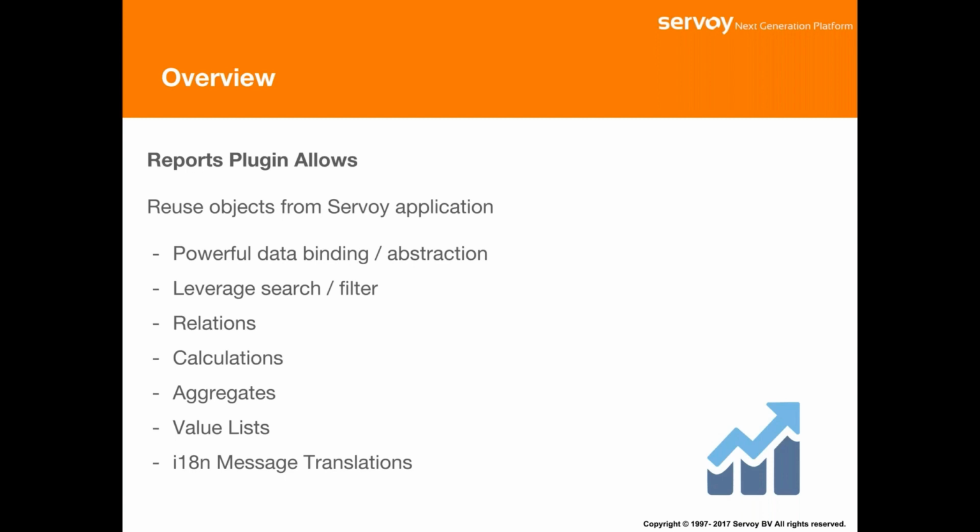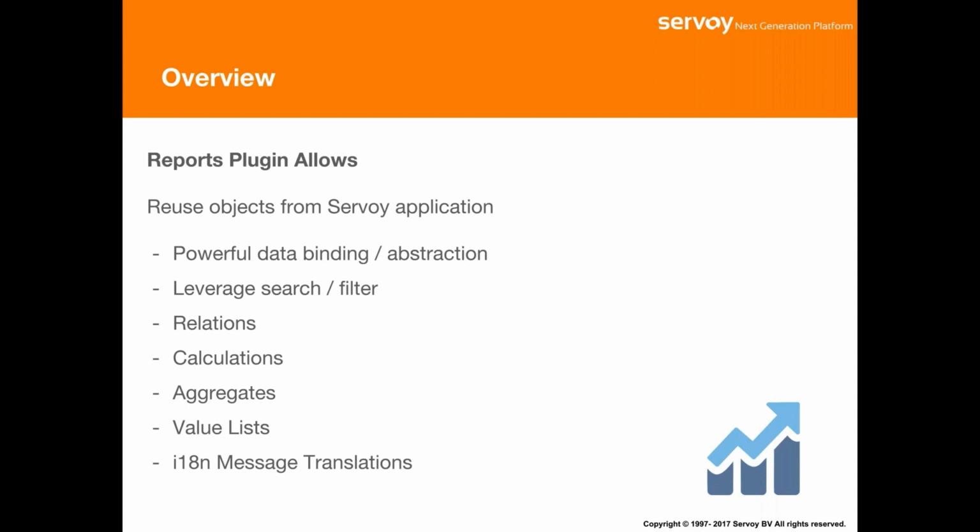The plugin itself allows you to reuse stuff that you may have already built in Servoy, or that you can build in Servoy more easily than you can in a BI tool. And that includes the data binding that's already implicit. You saw the found set that was on that form where I showed the data is the same one that I passed to the report engine. So it's pretty seamless there.